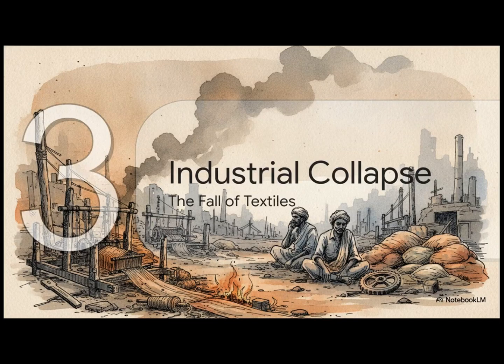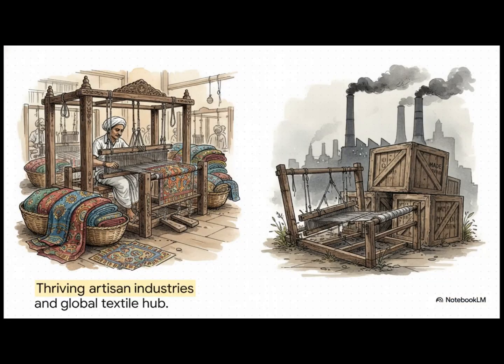Which brings us to part three, industrial collapse, the fall of textiles. Now, the farms weren't the only target here. Independent, entrepreneurial profit-making was systematically stifled across the board. Just look at this stark contrast. Before British rule, India was a global textile hub with thriving artisan industries. But the post-colonial reality? Severe industrial regression. Discriminatory trade policies basically flooded the Indian market with British manufactured goods, effectively eradicating indigenous artisan skills.